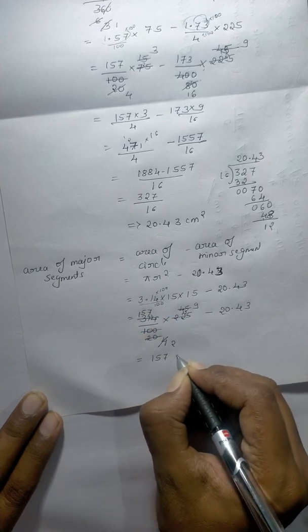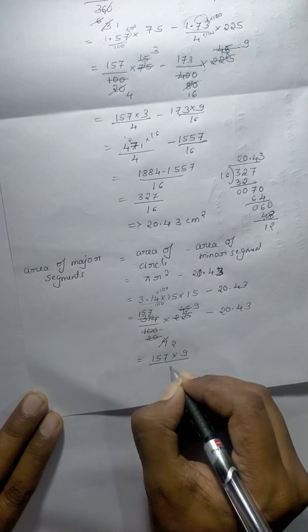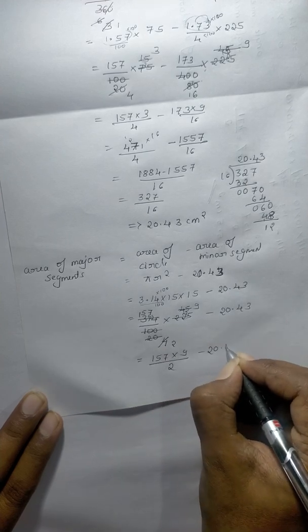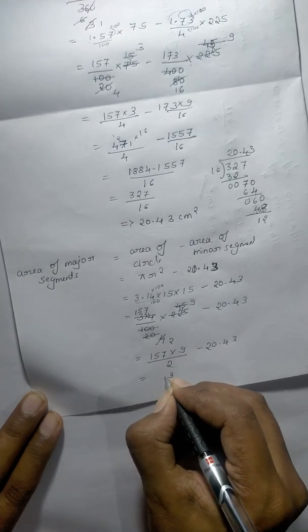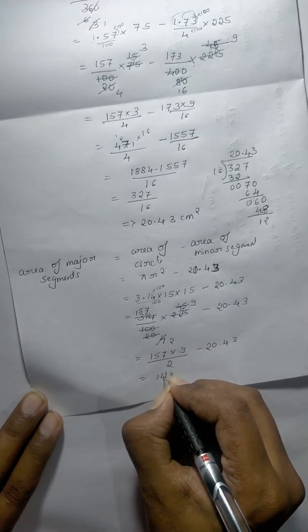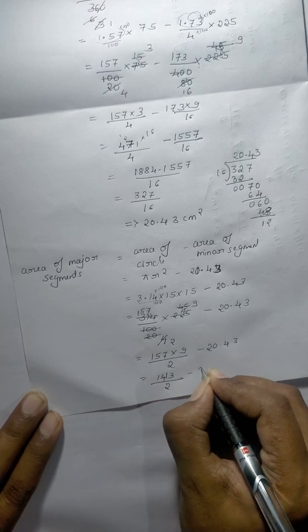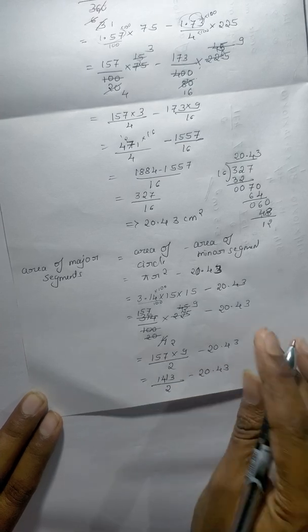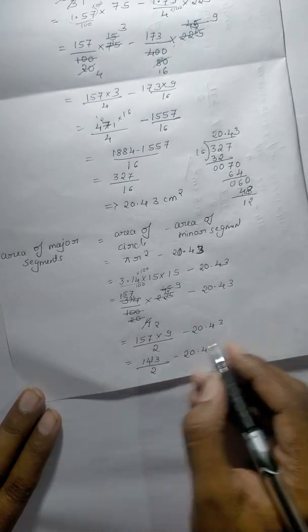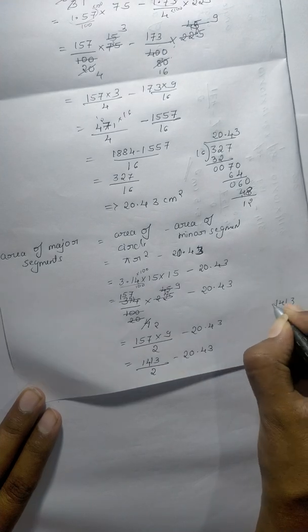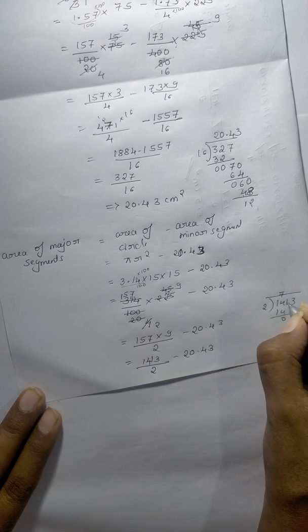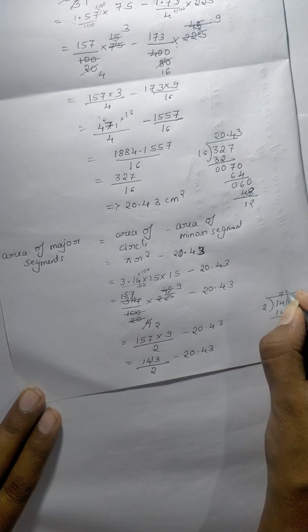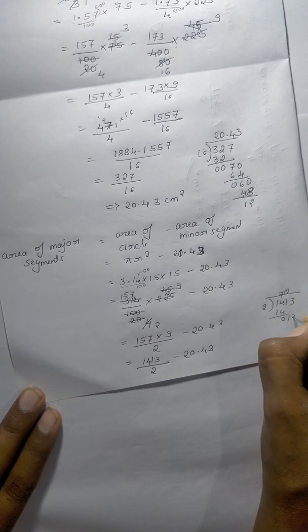157 into 9 divided by 2 minus 20.43. So we'll multiply this one, 3 1 and 1 4. So divided by 2, 20.43. So this we will divide 1 1 4 1 3 divided by 2. Then 2 7s are 14, remainder becomes 0. So to take the next number, add the 0, 1 and 13.